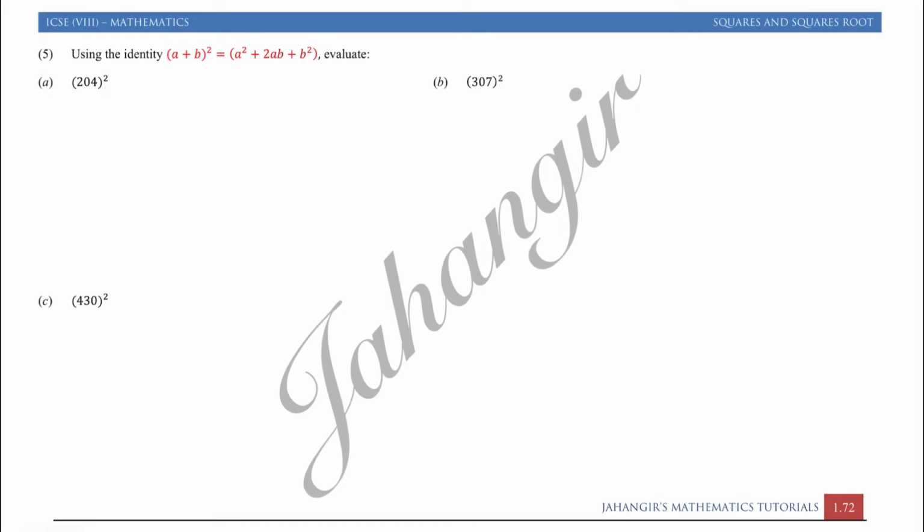Now here you have to use this identity. This identity is not new. I will suggest you learn this identity: a plus b whole square is a square plus 2ab plus b square. This identity you learned in 7th standard, and you are going to use it in 8th standard as well as 9th and 10th standard. Okay, this is a very common identity. Every time you may use this identity. It's very important. Just learn it.